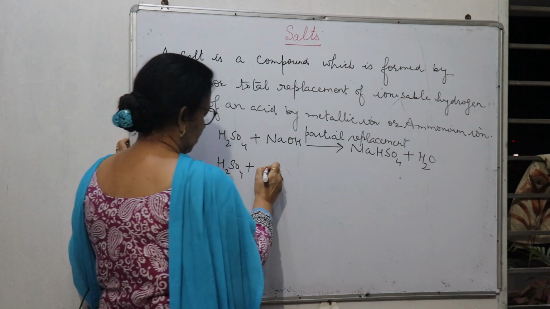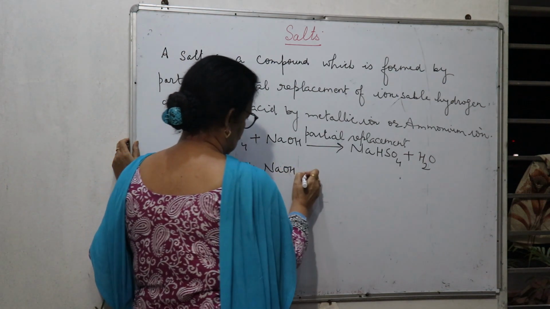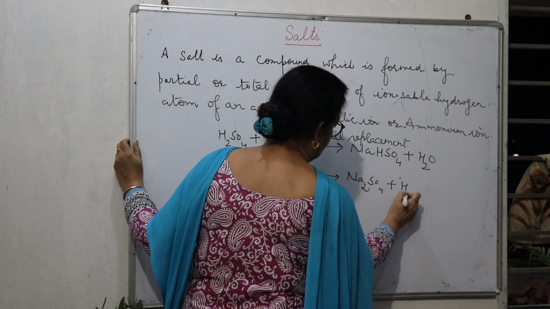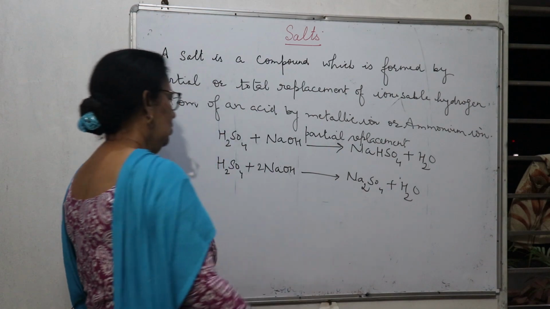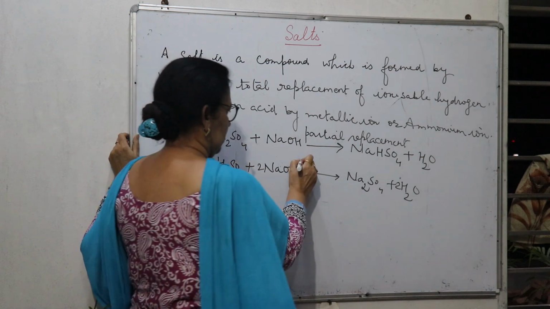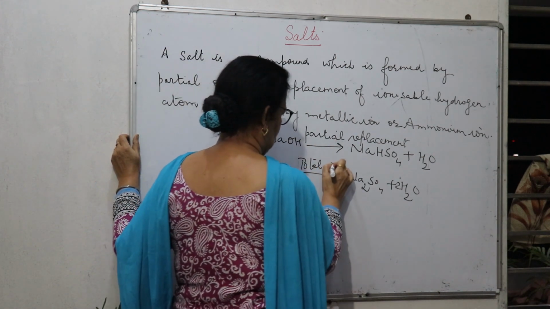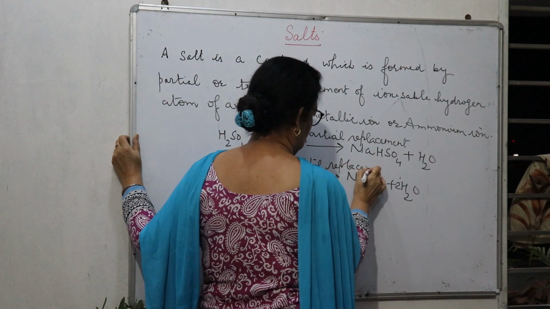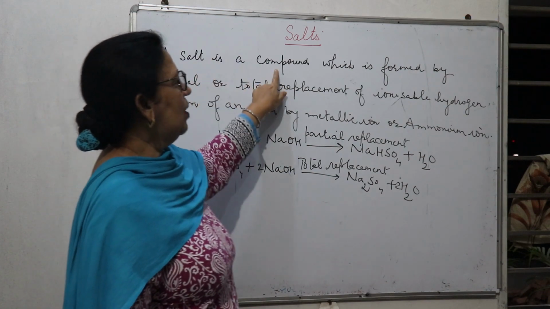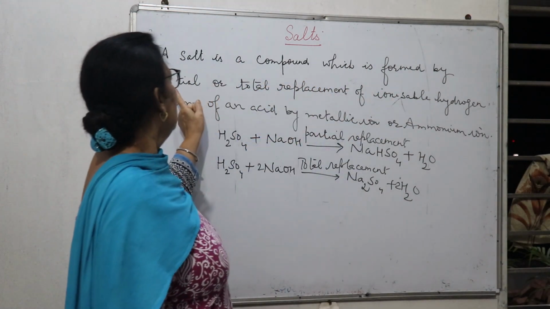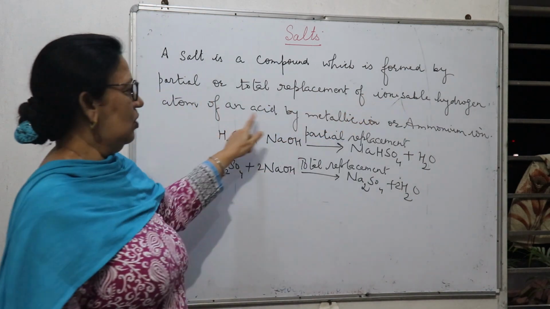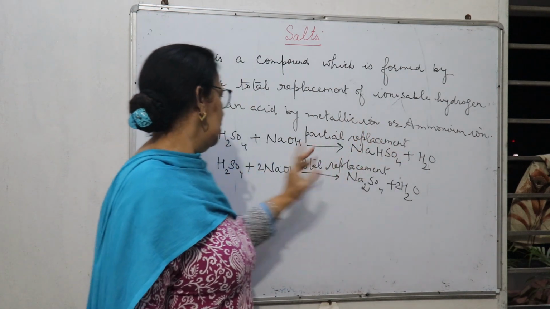See another equation, Na2SO4 plus water. So here it is total replacement. Now understand the definition. A salt is a compound which is formed by partial or total replacement of ionizable hydrogen atom of an acid by metallic ion or ammonium ion.